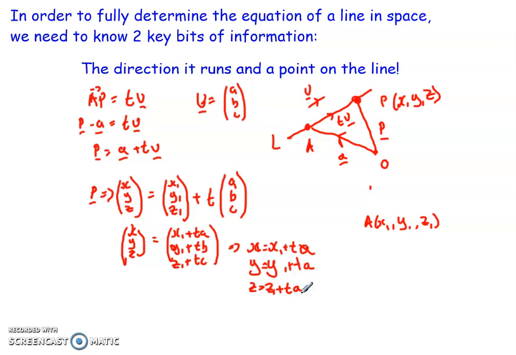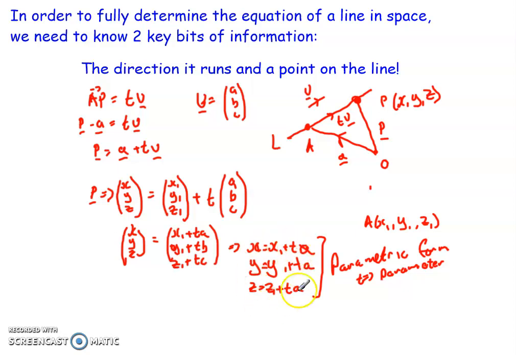Now this here is what's called the parametric form of our line. And t within this is our parameter. So that there is the parameter within our system. Every different value of t will give a different set of coordinates x, y and z that we can use anywhere upon our line.